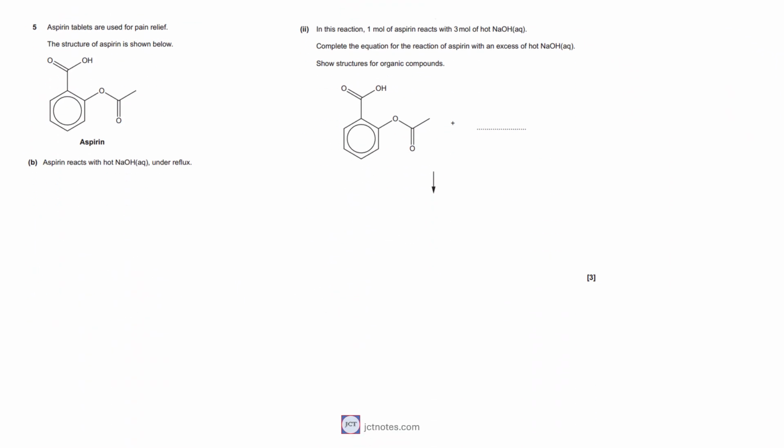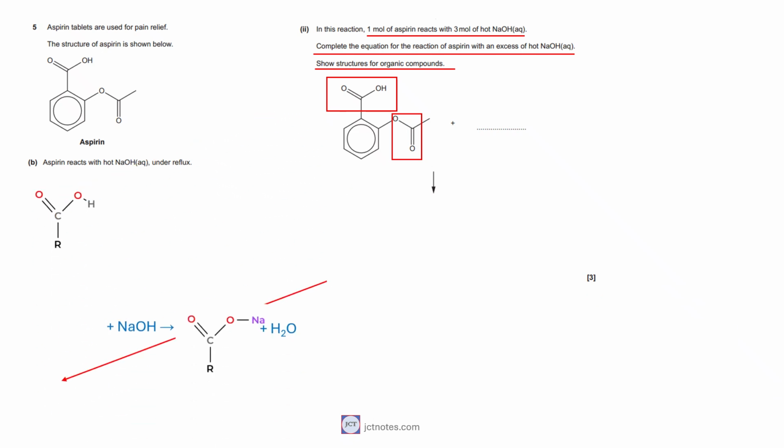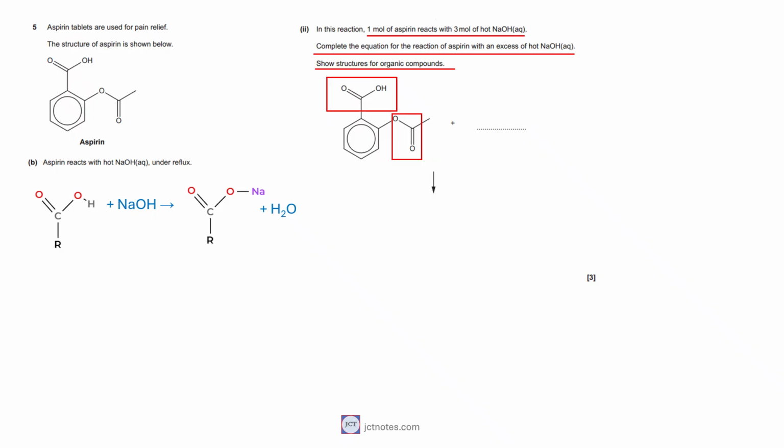For the second question in Part B, we are told that 1 mole of aspirin reacts with 3 moles of hot sodium hydroxide solution. We need to complete the equation for this reaction, showing the structures of the organic products. Aspirin contains 2 important functional groups, a carboxylic acid group and an ester group. First, the carboxylic acid group reacts with sodium hydroxide to form its sodium salt and water.